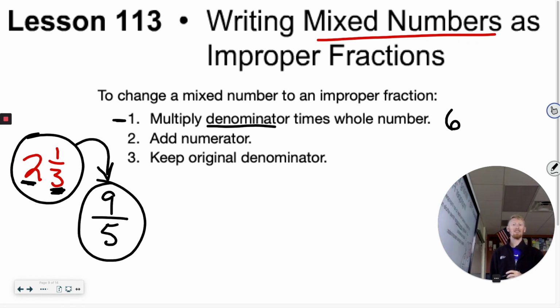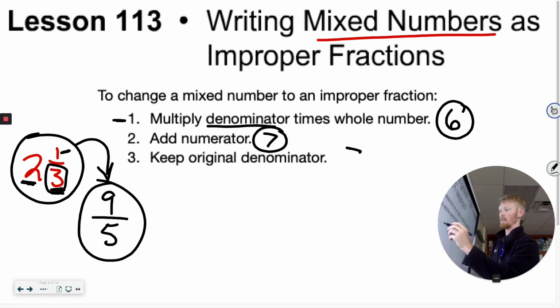Step 2, you add the numerator. So numerator is the top number. These might be good things to write down in your notes: what numerator is, what denominator is, what the whole number is. Okay? So numerator is 1. So I add the 6 that I just got to the numerator. That gives me 7. And then keep the original denominator. So my original denominator was 3. I'm going to keep the 3. So it's 7/3. All right, those are the 3 steps.